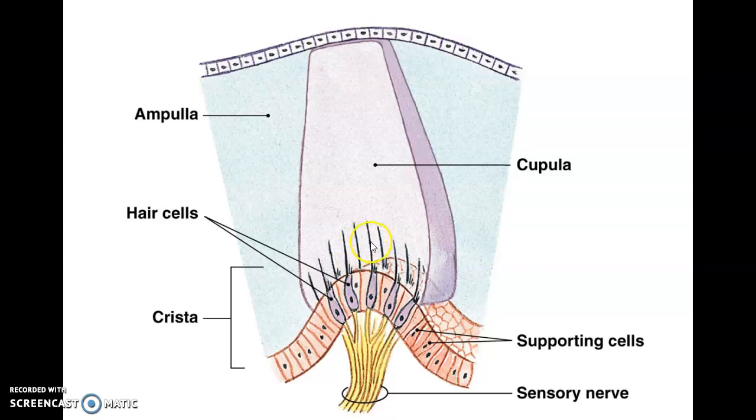If we look at the crista ampullaris in the ampulla, we can see that it also has hair cells with the stereocilia protruding into a gelatinous-like material called a cupula. We have the support cells around it, and again we see our sensory nerves that are attaching to the hair cells.